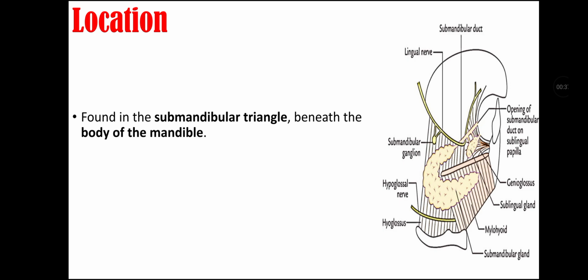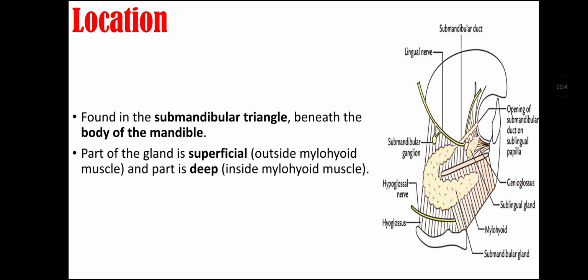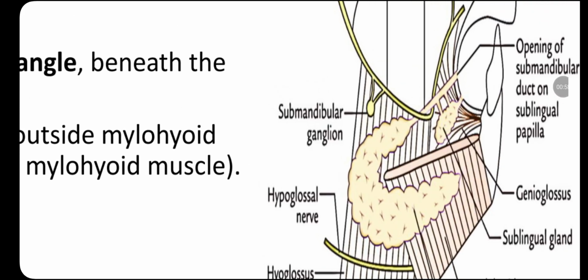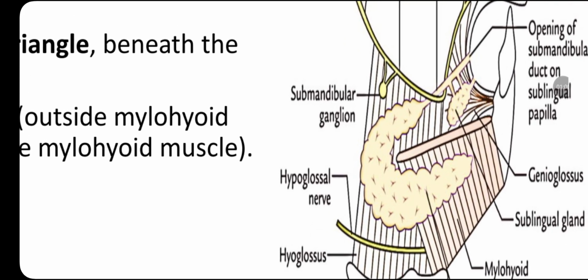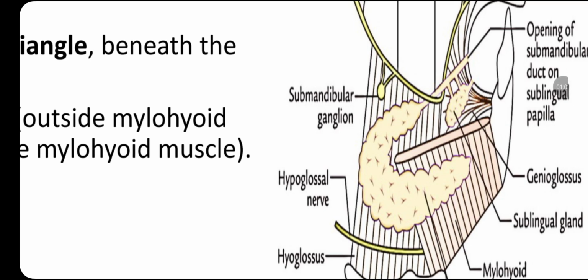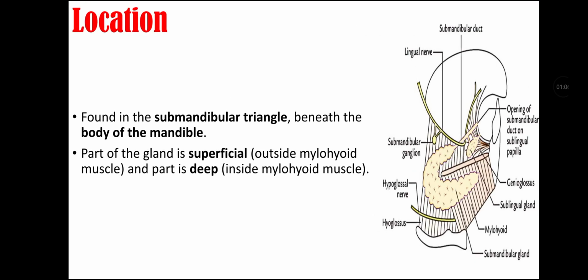Location of the submandibular gland. It is found in the submandibular triangle beneath the body of the mandible. Part of the gland is superficial, as you can see in the diagram, and part of the gland is deep. The superficial part is outside the mylohyoid muscle, while the deep part is inside the mylohyoid muscle. As you can see, in the middle there is the mylohyoid muscle, above is the superficial part of the gland, and below is the deep part of the gland.